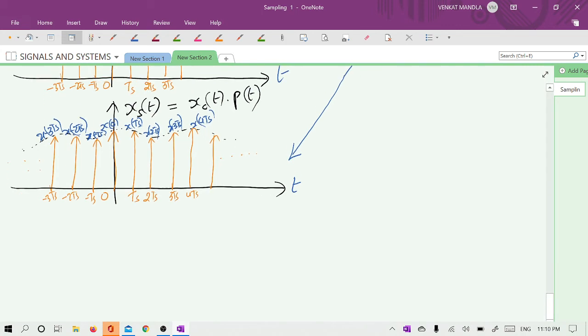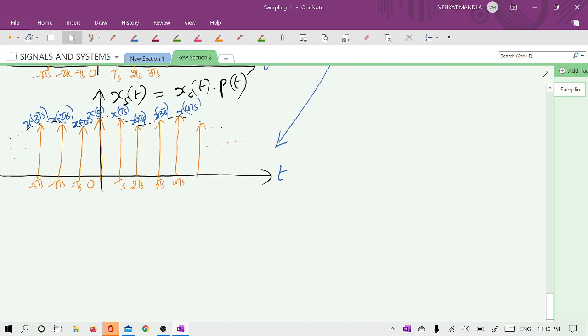But still, it is in the time domain t, the continuous time domain. I want a discrete time signal. Discrete time signal means your axis is not t, your axis is n, sequences. Okay. So what I have to do?